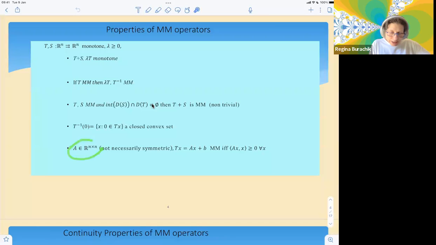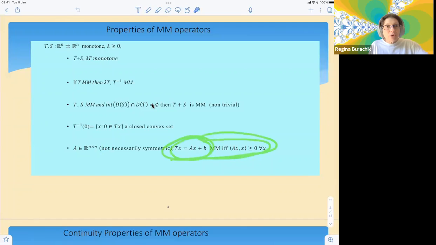So this is an important property. And if A is a matrix, not necessarily symmetric, an affine map is maximally monotone if and only if you have the inner product of A x with x non-negative. So remember that A is not necessarily symmetric. So this is what an affine maximally monotone operator looks like. So it's some kind of extension of positive semi-definite matrices, etc.